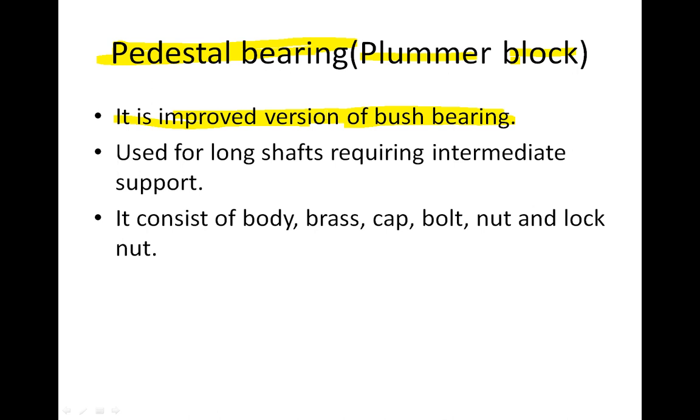In the previous chapter, details to assembly drawing, we have seen the footstep bearing. This footstep bearing is used to support vertical shafts, whereas this pedestal bearing is used to support long horizontal shafts, means shafts which require intermediate supports. It consists of body, brass, cap, bolt, nut and lock nut. These are the parts of the pedestal bearing.